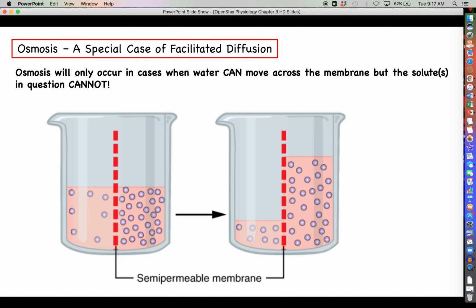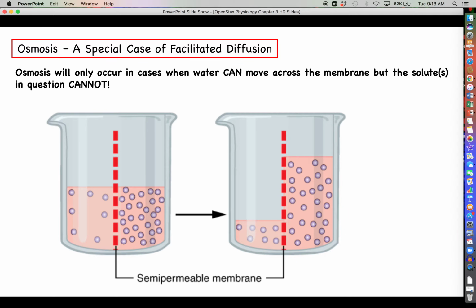But here's when osmosis does occur. Osmosis will occur here because glucose, we are going to assume, cannot move across the membrane. So even though we have a concentration gradient for glucose, glucose wants to move from chamber B back to chamber A, it cannot do so. It cannot cross the plasma membrane. So we've got this concentration gradient that cannot be alleviated just by the movement of glucose.